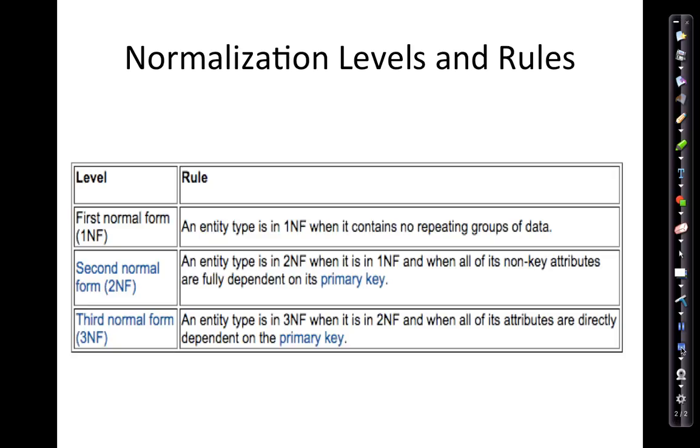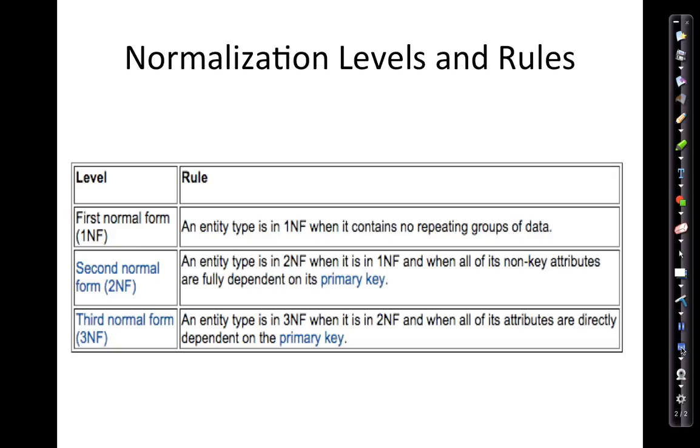This table summarizes the three most common forms of normalization: first normal form, second normal form, and third normal form. Each of these entities is part of a series of increasing levels of normalization. An entity type is in first normal form when it contains no repeating groups of data.